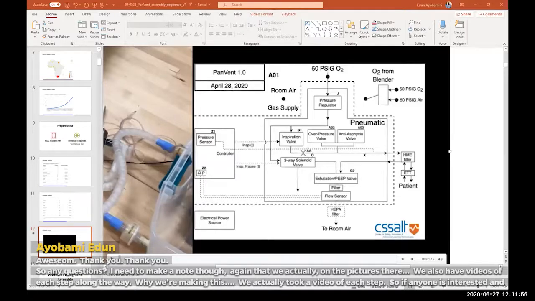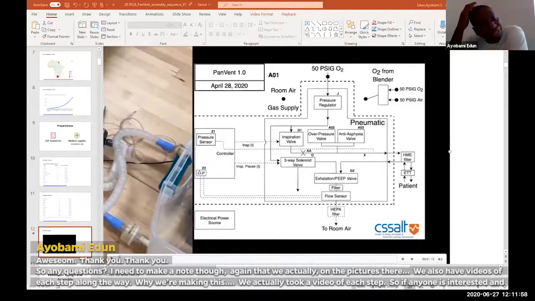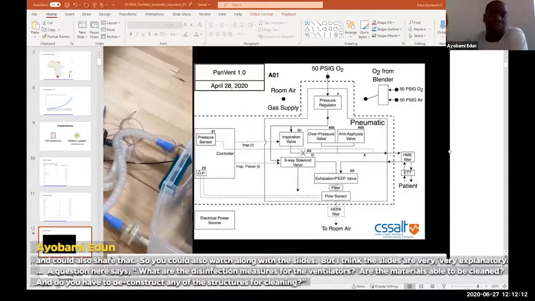Awesome, thank you. So another question. I need to make a note again that we actually get the presentation on the pictures, but we also have videos of each step along the way. While we were making this, we took a video of each step. So if anyone is interested, we could also share that. You could watch along with the slides, but I think the slides are very, very explanatory.